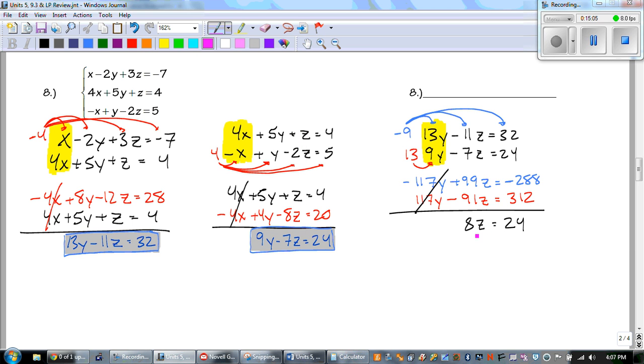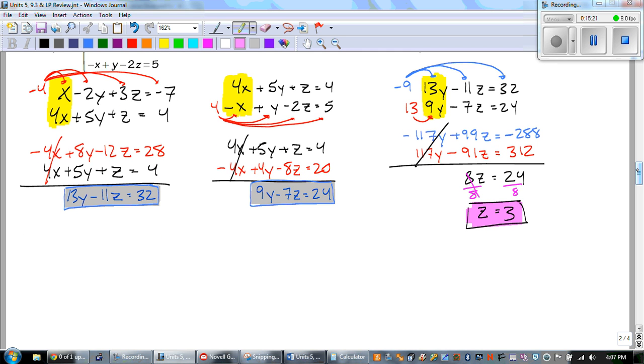How do we get the z by itself? Yeah, divide by 8. And when we divide by 8, we get that z equals 3. Woohoo! There's our first one. 2 more to go. Okay? Remember, it doesn't matter which one you pick when we start going backwards. I'm going to pick the one that looks like it has the smaller numbers, so I'm going to do the bottom equation right there.